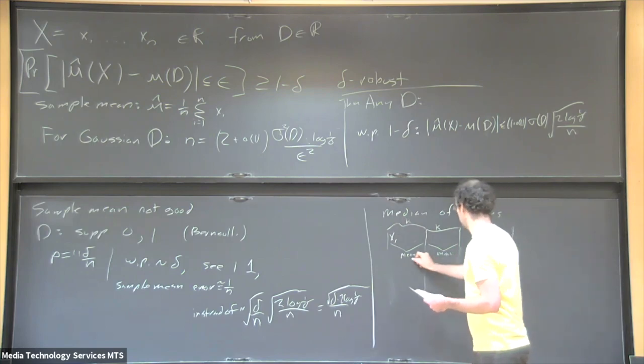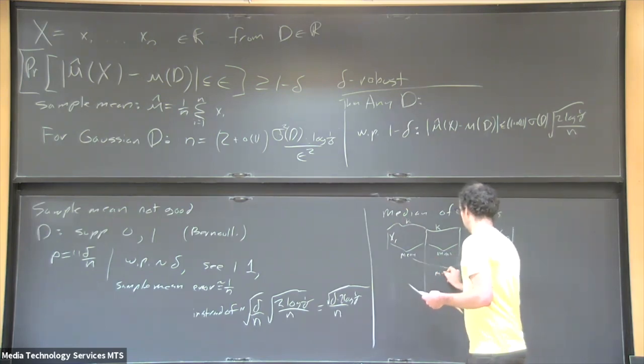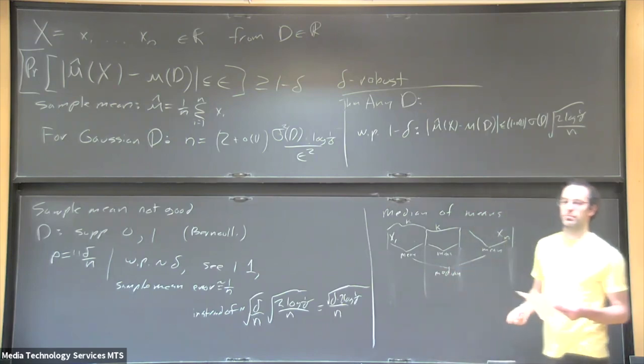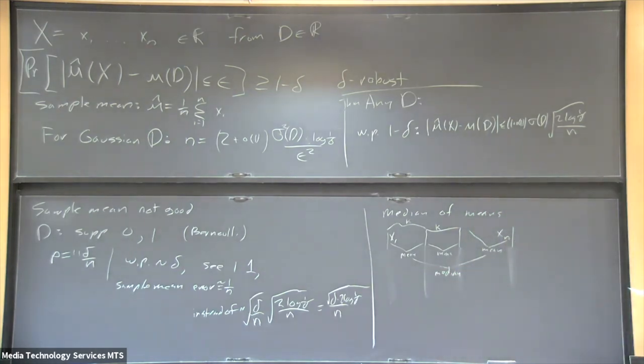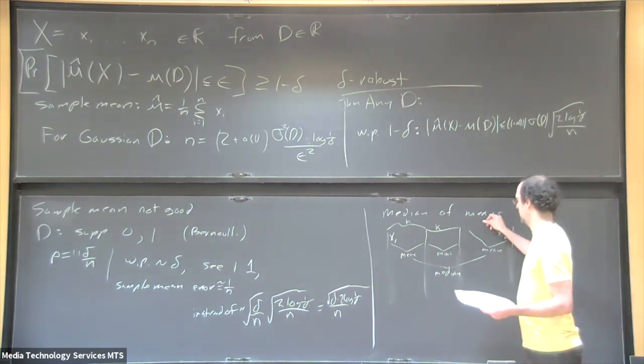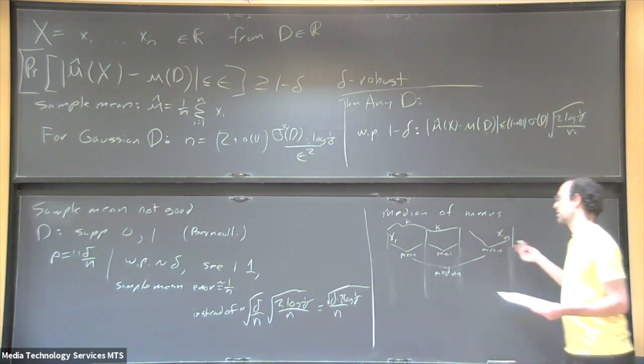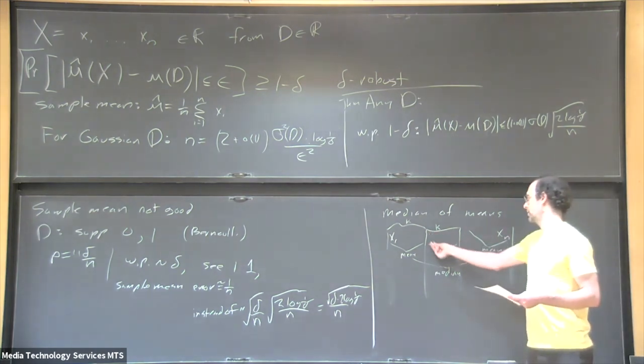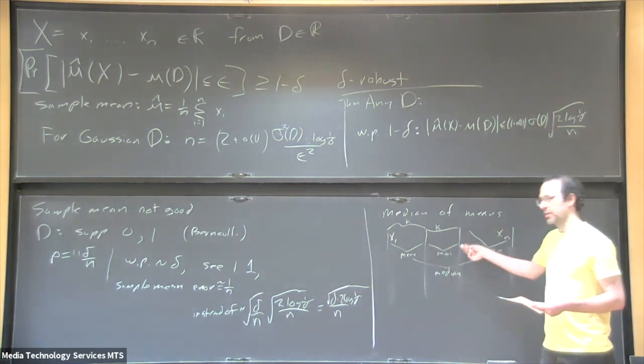And you return the median of all the means. So, why is this super robust? So what happens here? The sample mean of each individual thing.